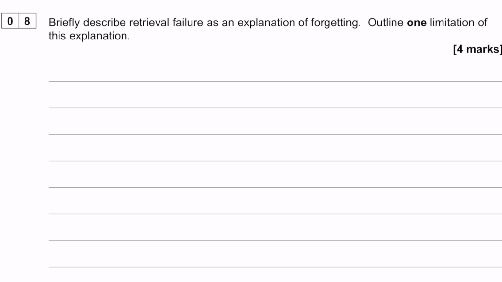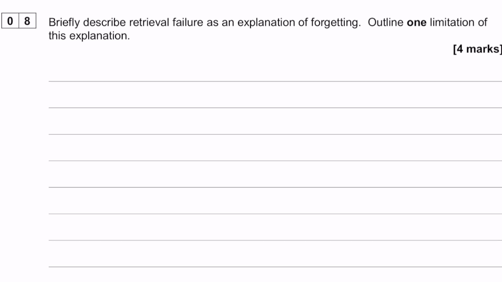Now, on the surface of it, it might seem like a fairly straightforward question in terms of what it wants from you. Give me the theory, evaluate the theory, or give me a limitation of the theory. Just be aware that the complication you might come across here is that you only have 2 marks for your outline and 2 marks for your evaluation.